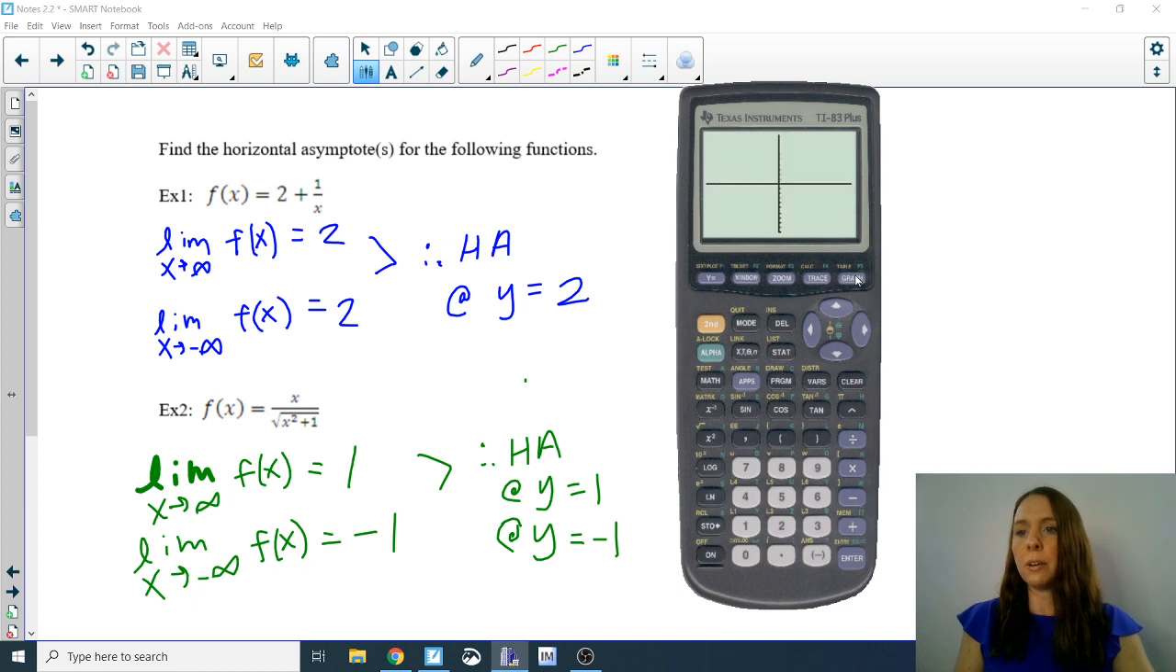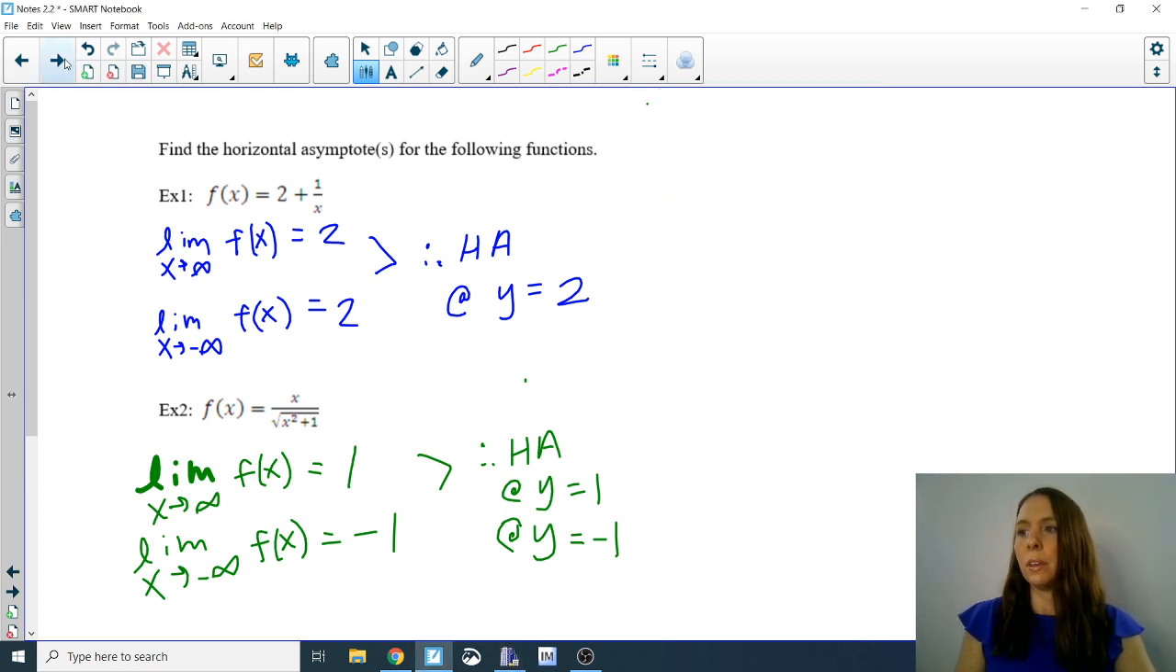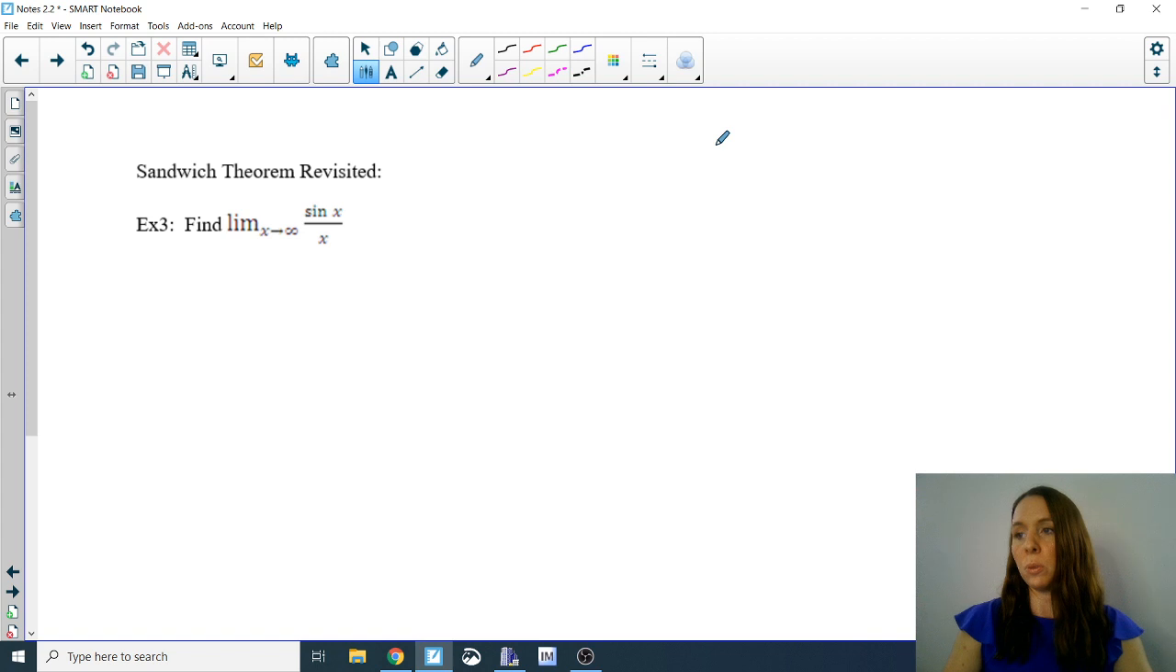Just going back to that graph one more time, you could probably pick that up from the graph. You can see as you move further and further to the right, your y coordinate is getting closer and closer to 1. And when you move further and further to the left, the y coordinate is getting closer and closer to negative 1. Alright, so that's a couple of examples of how you use an infinite limit to show a horizontal asymptote or horizontal asymptotes if it has more than 1.